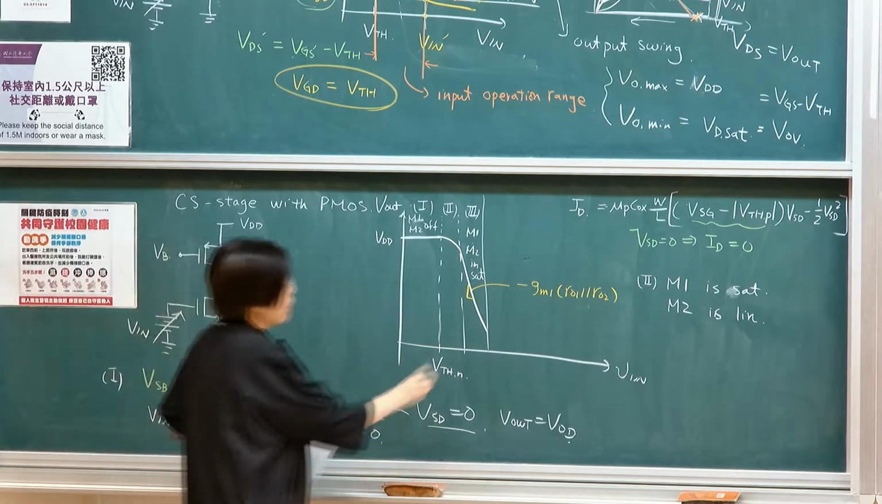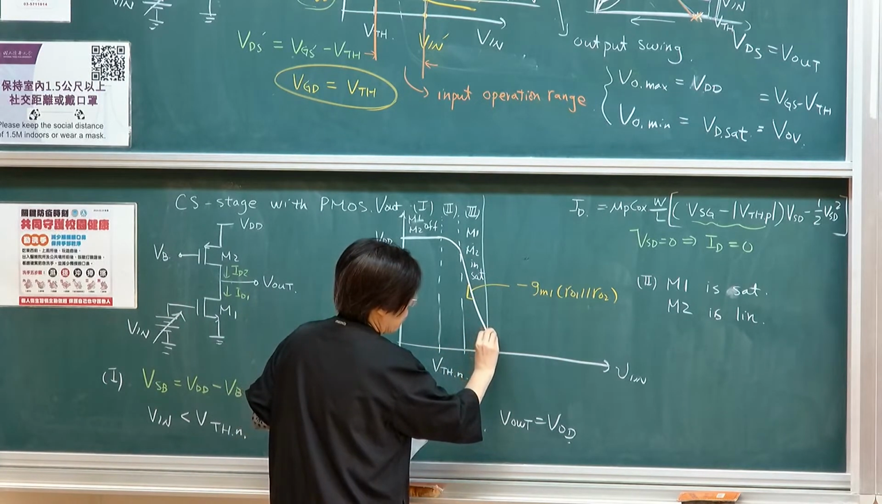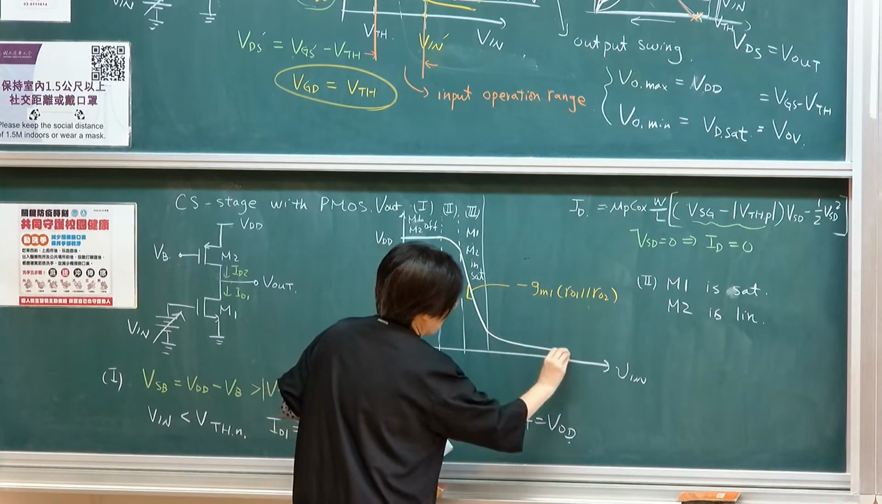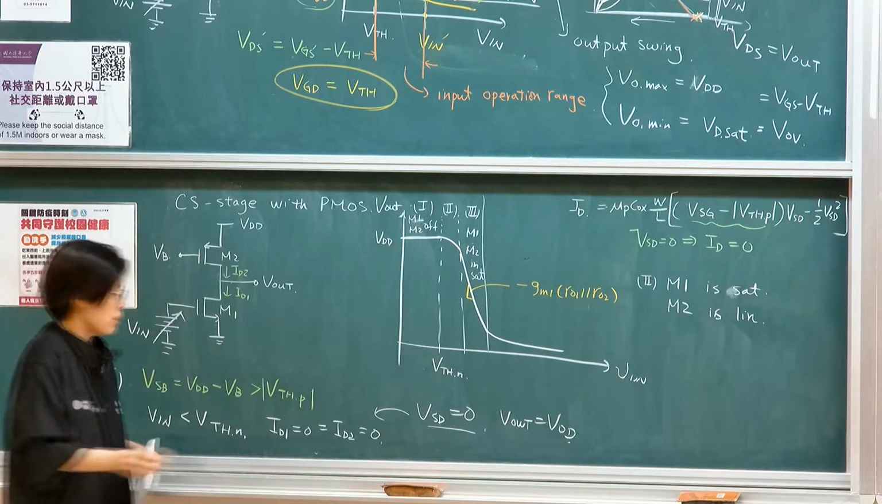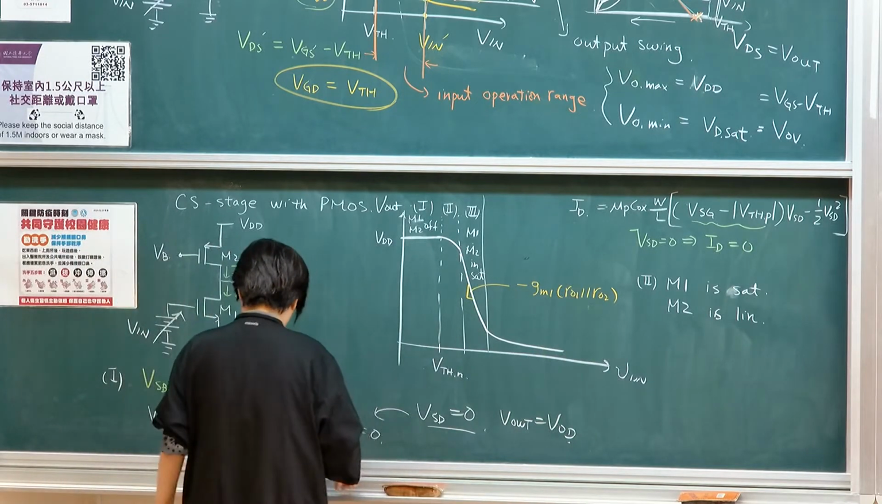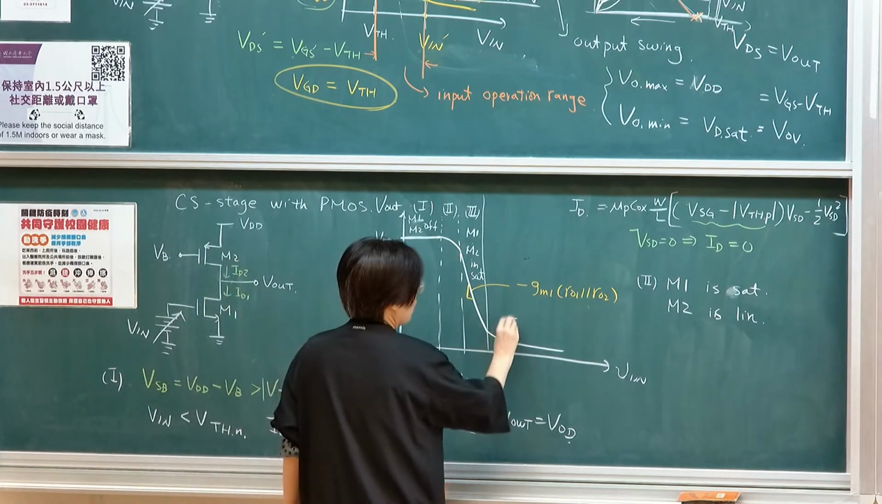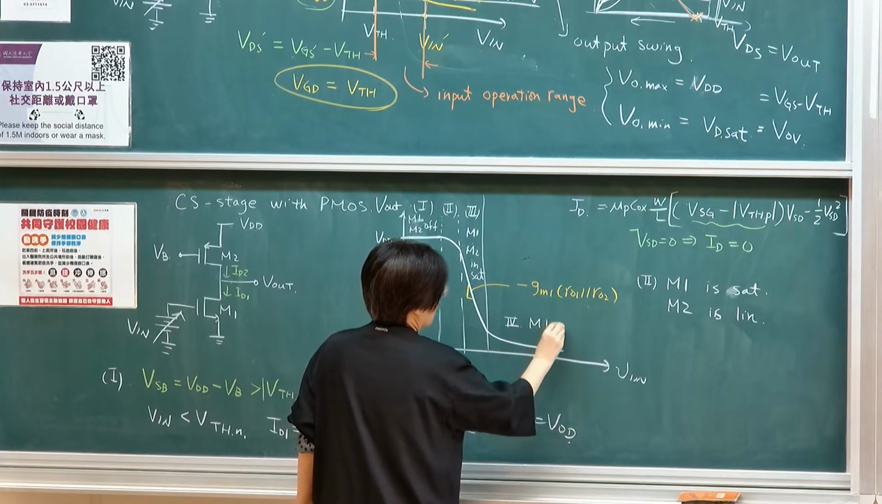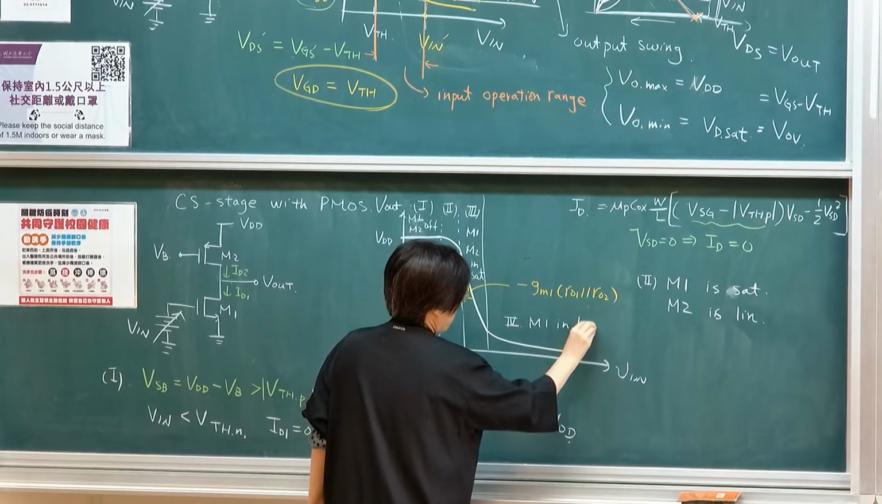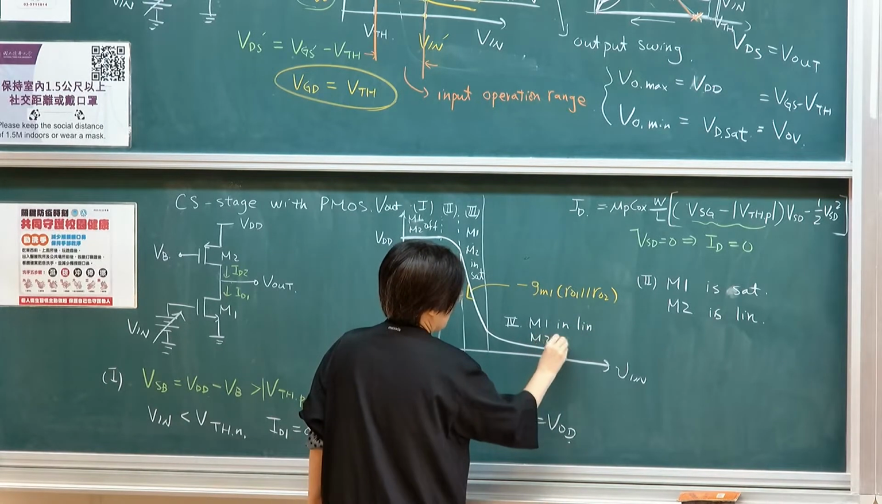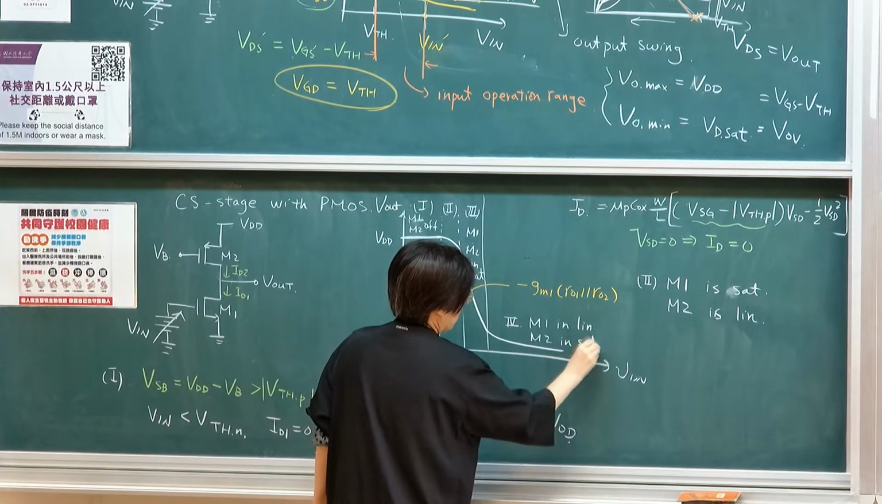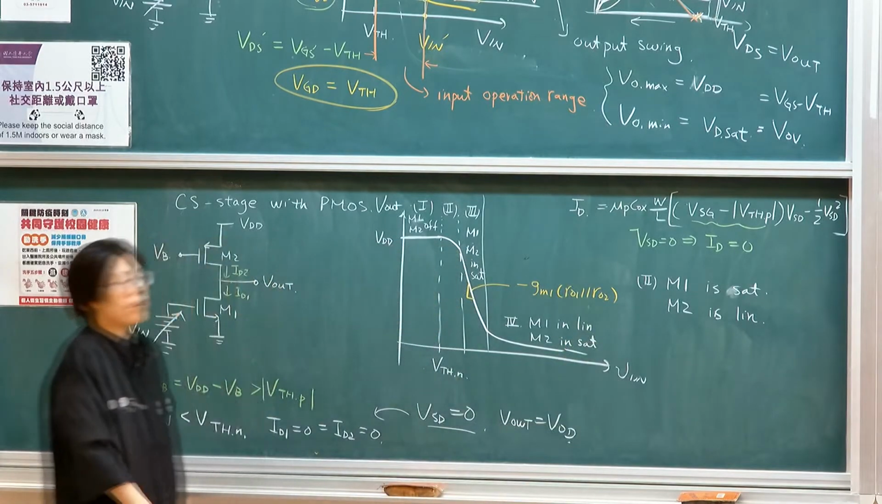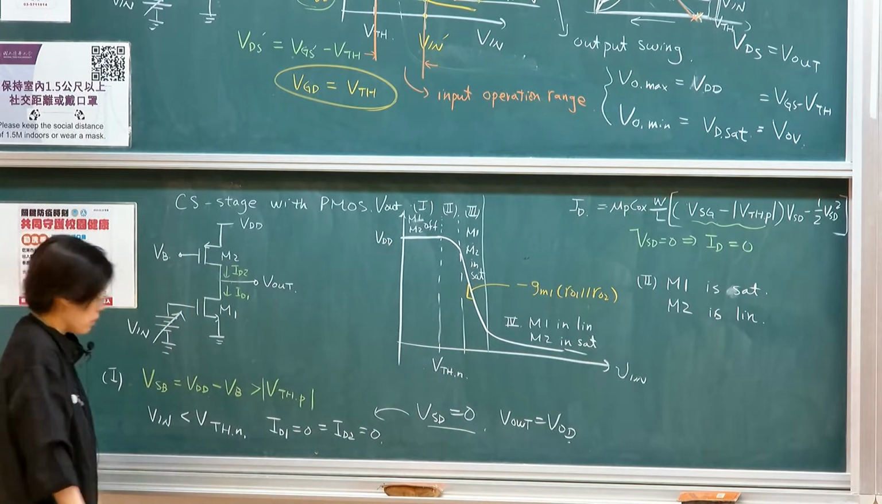And then finally, when M1 passes VDSAT, it will enter region 4, where M1 is in linear and M2 is in SAT. But it's useless because it does not provide high enough transconductance.